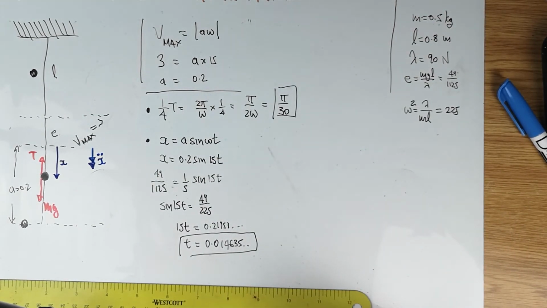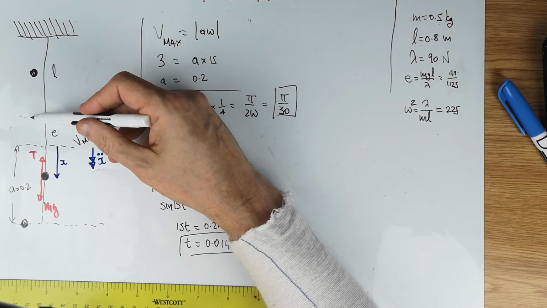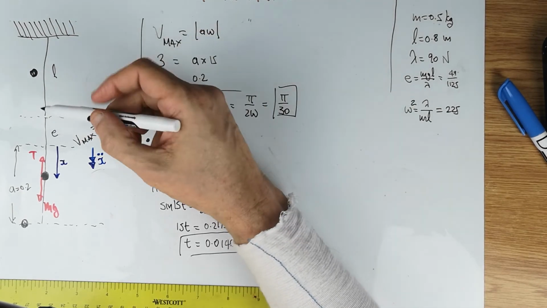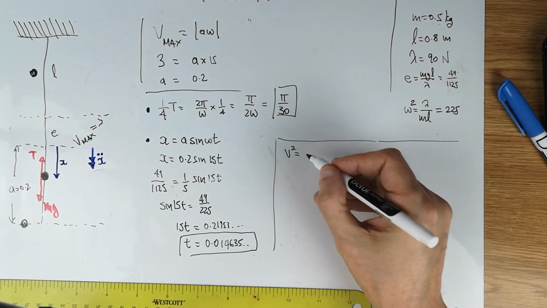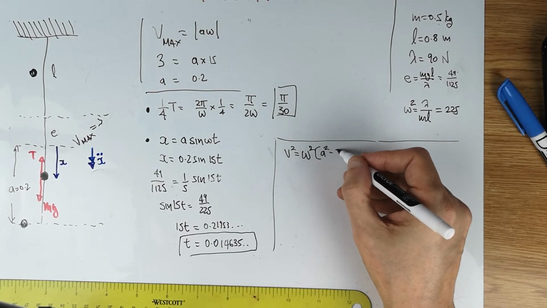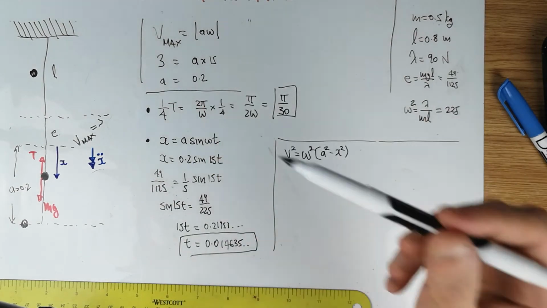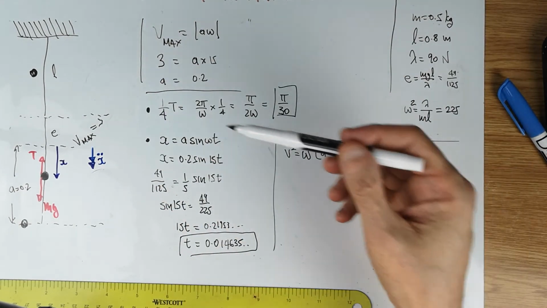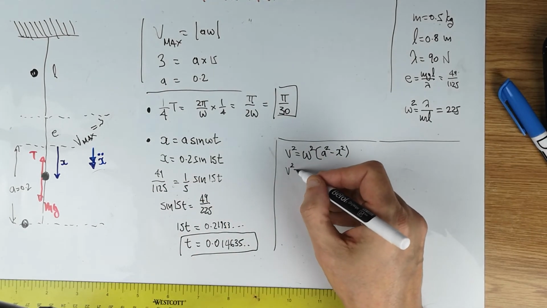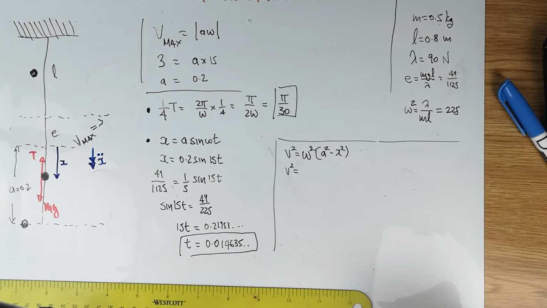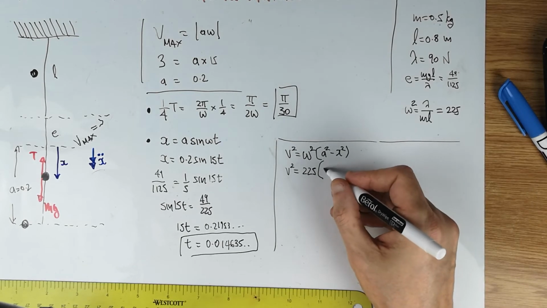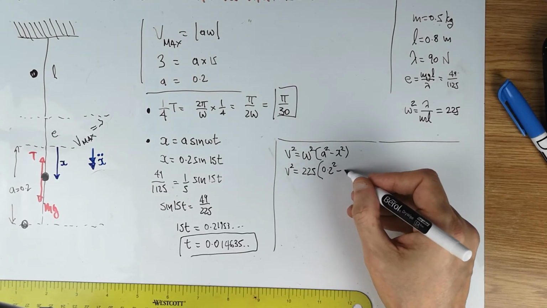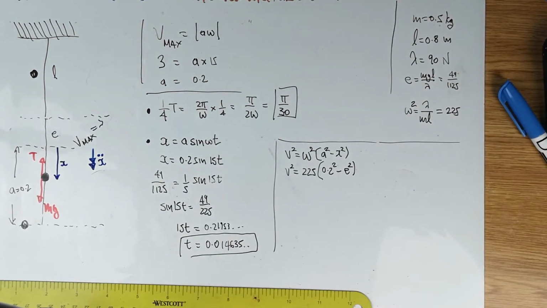And of course, after that, I need to do kinematics, so under constant acceleration, under gravity. So I need to know what speed the particle has there. The way I will do that, first of all, I need v squared is equal to omega squared (a squared minus x squared). My intention is to find when x is equal to e, what is the v that goes with it. So v squared is equal to omega squared, which is 225, times a squared, 0.2 squared, minus e squared, where e is this bit here.